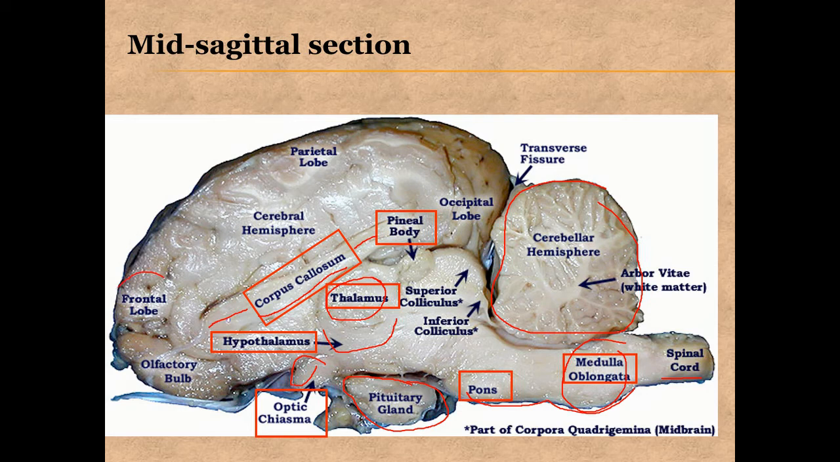And of course you have the frontal lobe, the olfactory bulb, the parietal lobe, the occipital lobe, and the pineal body. Okay.